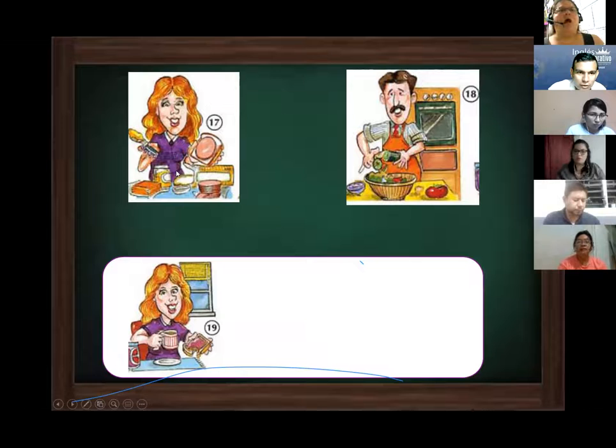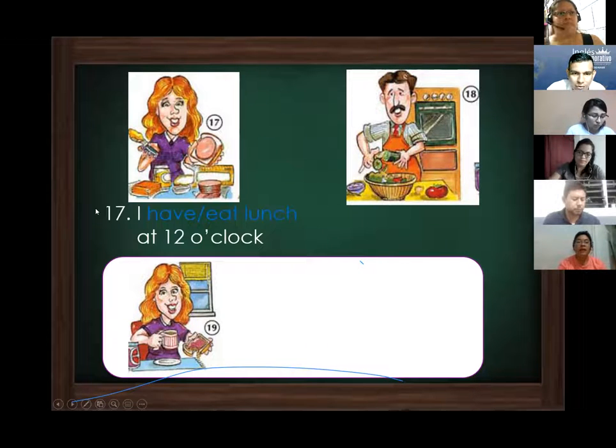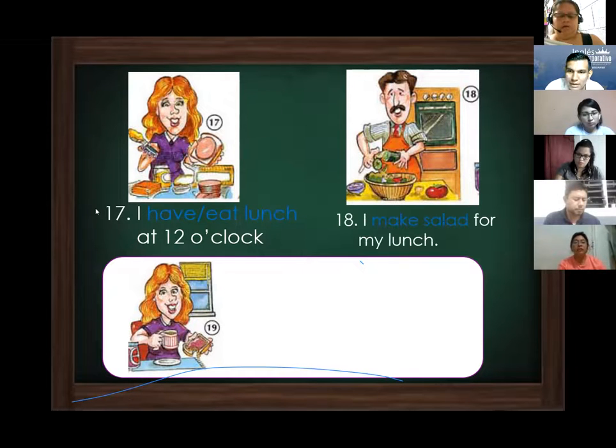Okay, here we have another one, 17. I have, or I eat lunch at 12 o'clock. I have or I eat lunch. I make a salad for my lunch. Say, I make a salad for my lunch. Puede ser la 17, puede ser como yo tengo el almuerzo, o yo como el almuerzo a las 12.